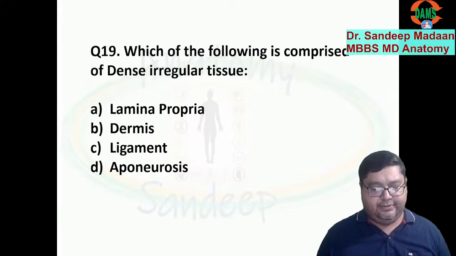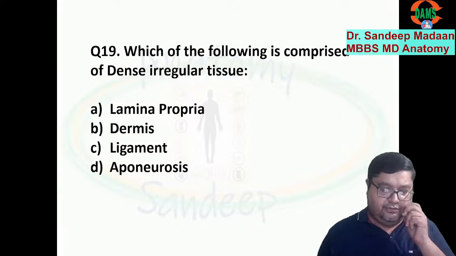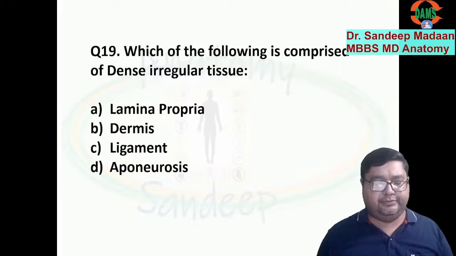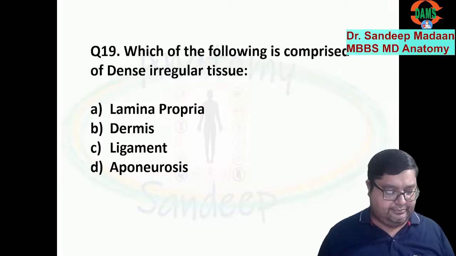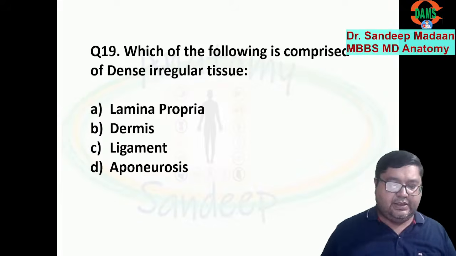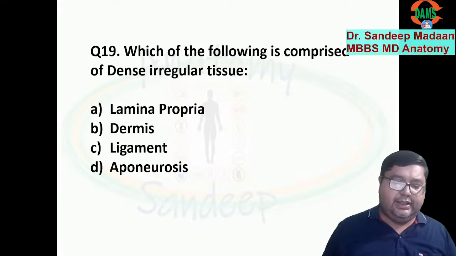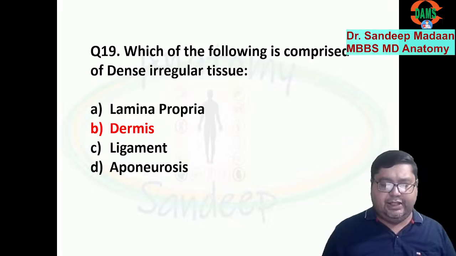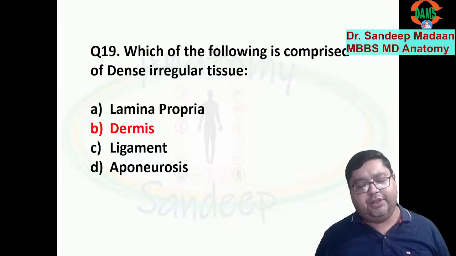All right. Now this question: which of the following is comprised of dense irregular tissue? What will be your answer? Dense irregular tissue. To understand this, the answer will be dermis, but let me give you one concept, it will hardly take 2 minutes, okay?